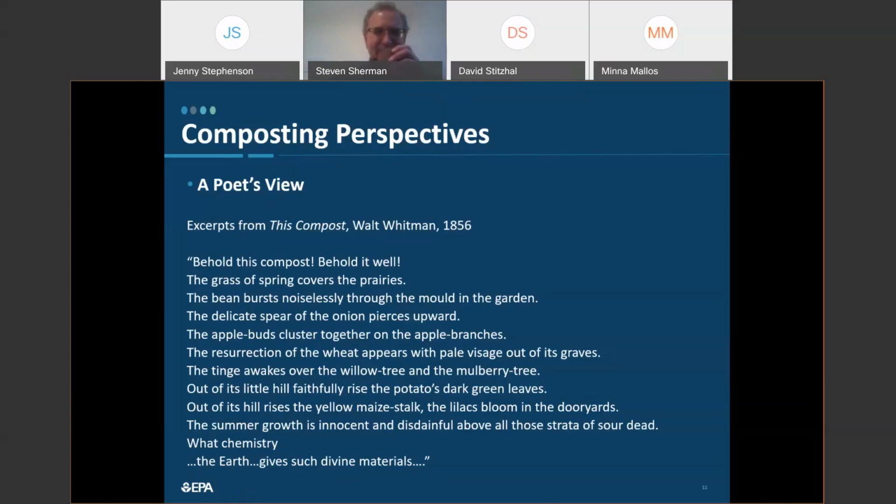Behold this compost. Behold it well. The grass of spring covers the prairies. The bee bursts noiselessly through the mold in the garden. The delicate spear of the onion pierces upward. The apple buds cluster together on the apple branches. The resurrection of the wheat appears with pale visage out of its graves. The tinge awakes over the willow tree and the mulberry tree. Out of its little hill faithfully rise the potato's dark green leaves. Out of its hill rises the yellow maize stalk. The lilacs bloom in the dooryards. The summer growth is innocent and disdainful above all those strata of sour dead. What chemistry the earth gives such divine materials.